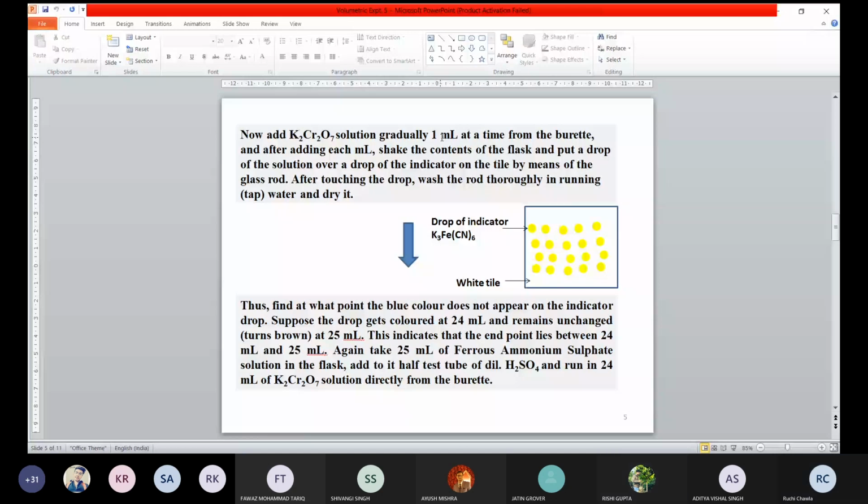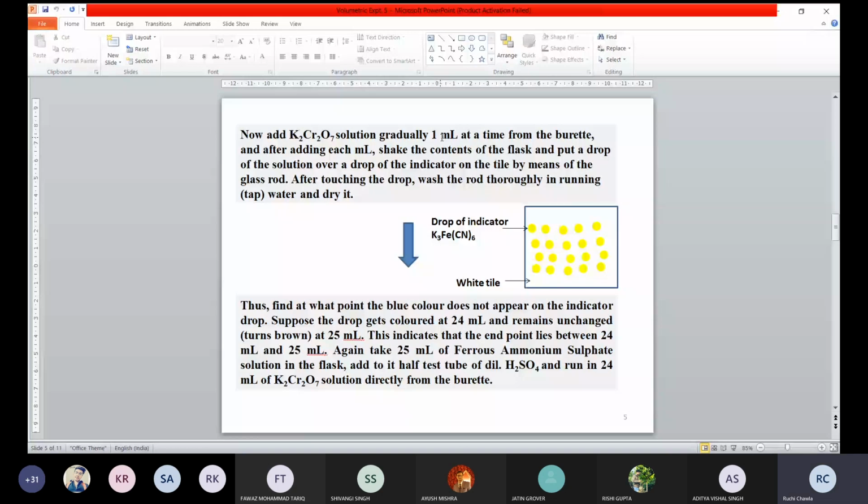Yes, ma'am. So I will suggest that you take intervals of 10 ml in the first go. Or you can even condense it to 5 ml, but 10 ml will be good enough. So take intervals of 10 ml so that you come to know whether the endpoint is lying between 0 to 10, or 11 to 20, or 21 to 30, or 31 to 40, or 41 to 50. This will reduce the number of drops that you will have to use.